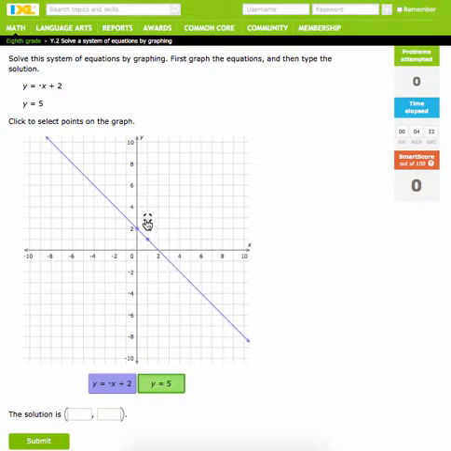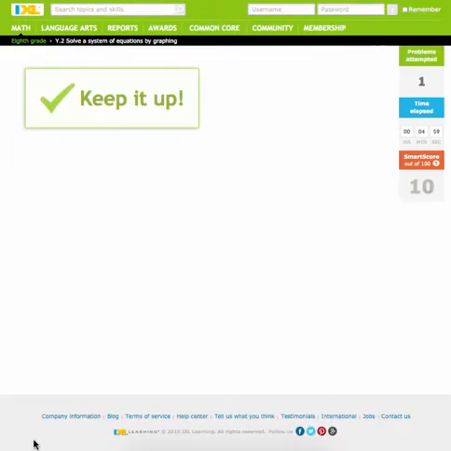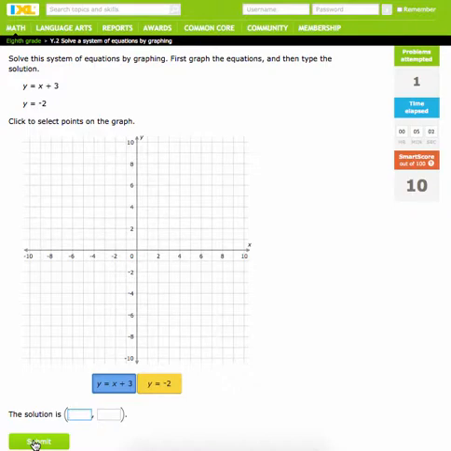So y equals 5 is all of the points where y is 5. So 0, 5, 1, 5, 2, 5, 3, 5, and so forth. And there's my line. And you'll see that my solution is over here where the purple and green line cross. That is the one ordered pair that is on both lines, or makes both equations true, and that is negative 3, 5. So I type in negative 3, 5 for the solution and hit submit. And I got it right. And it brings up the next problem.